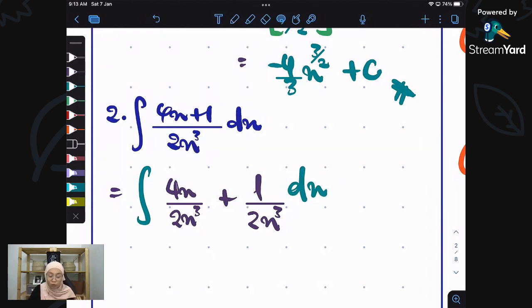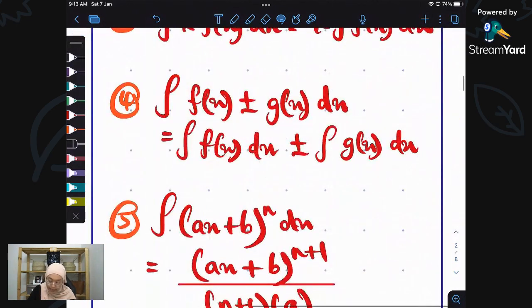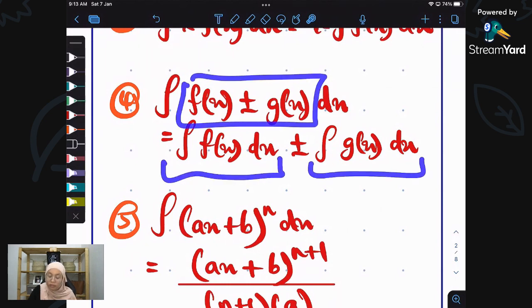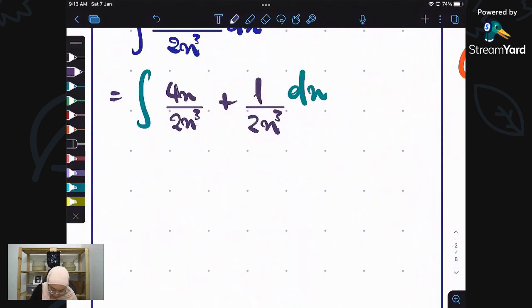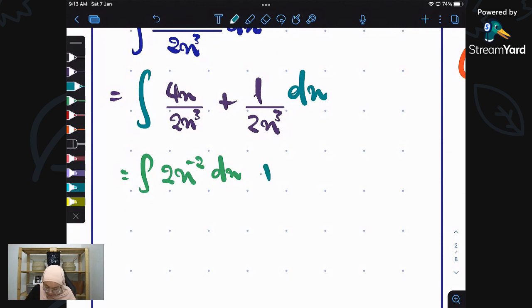So according to the fourth basic rule, it says I can split these two terms into two integrals. So that is what I'm going to do now. So I'm going to split it into two. So I'll use two different colors. Okay. So the first integral, I will get 2x to the power of negative 2. Another color, what color do I have left? This one. So another color is 1 over 2 x to the power of negative 3.